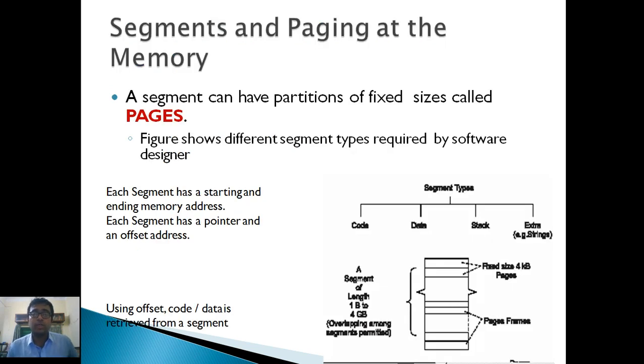Segments and paging in memory. A segment can have a partition of fixed size called pages. In a single segment in which data has been stored, if we partition the segment, the parts will be called pages. Figures of different segment types required by the software designer. If we take a close look, the segment types are code, data, stack, extra, and strings. A segment of length 1 byte to 4 GB, overlapping among segments permitted.